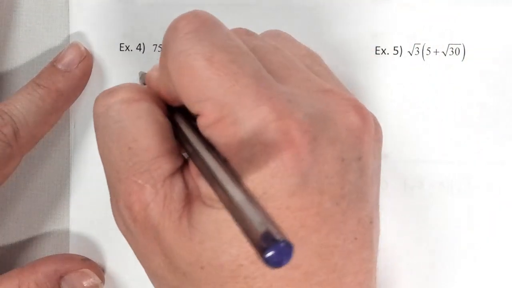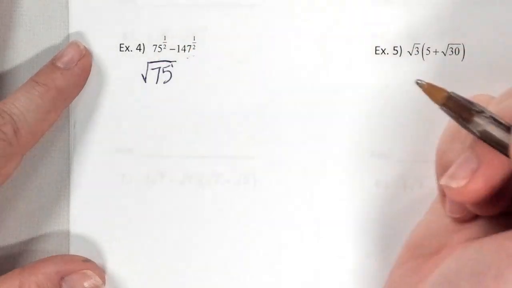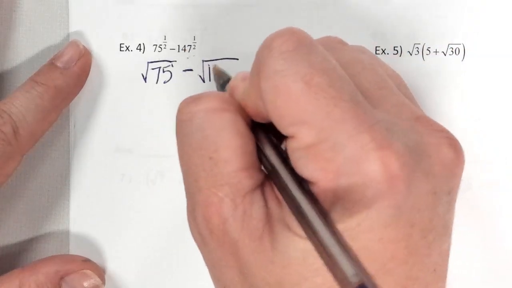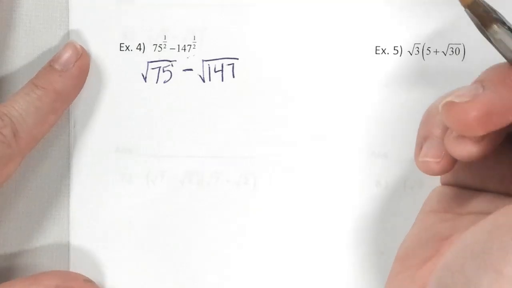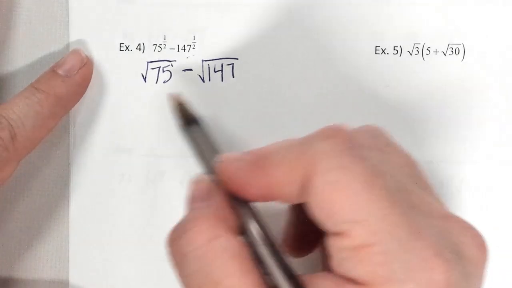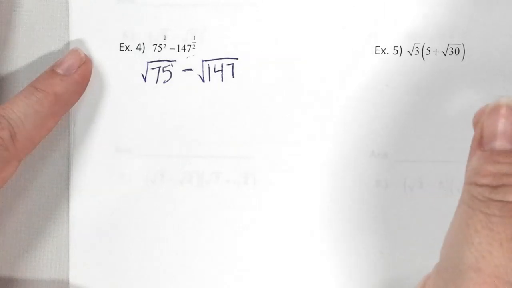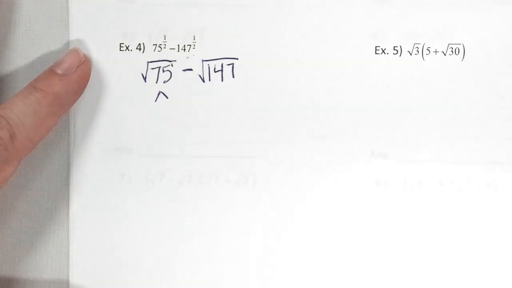Okay? So we're going to put them in radical form. So this is a square root of 75 to the first power, which you don't have to label. Don't forget your minus. And this is the square root of 147 to the first power, which again, you don't have to label. Are they the same radical? No, so can we combine them? No, so we have to break them down and see if they simplify.